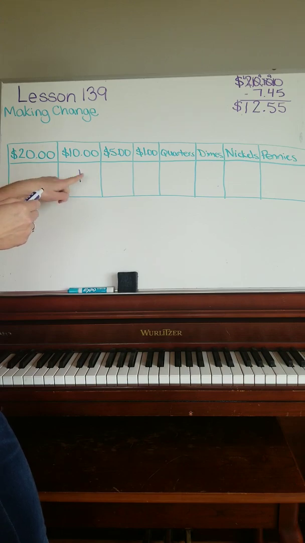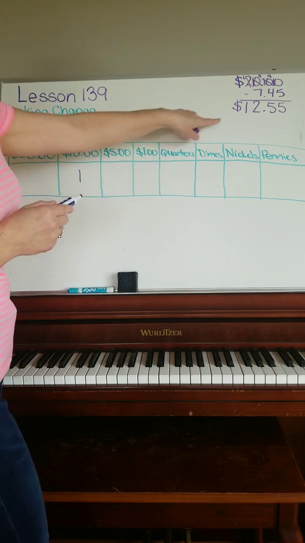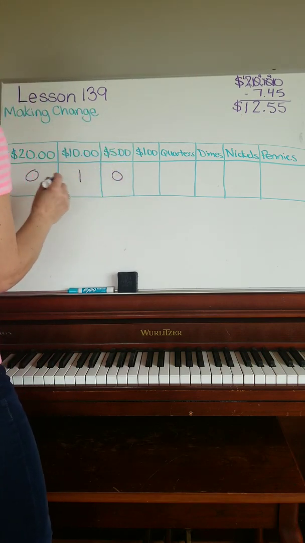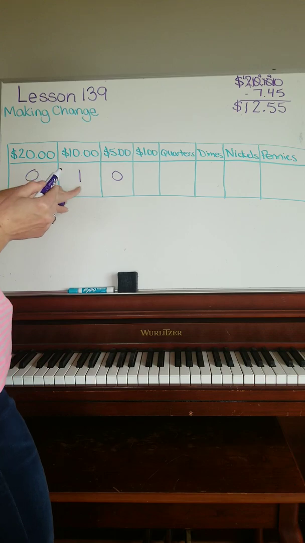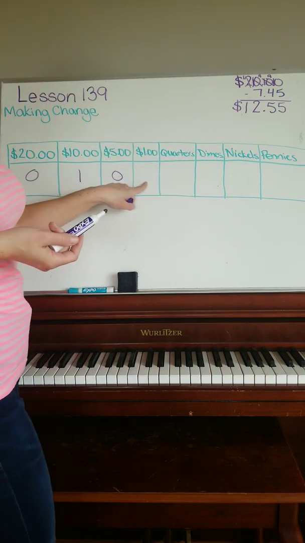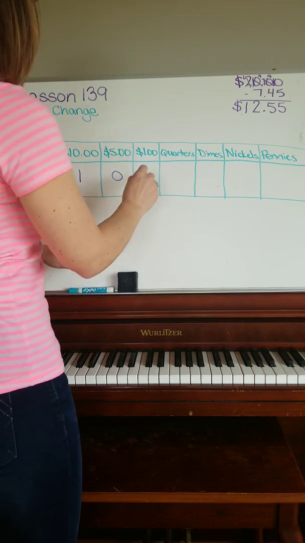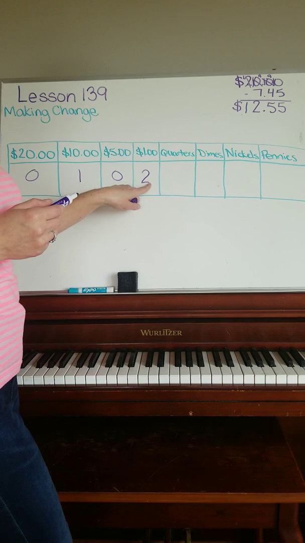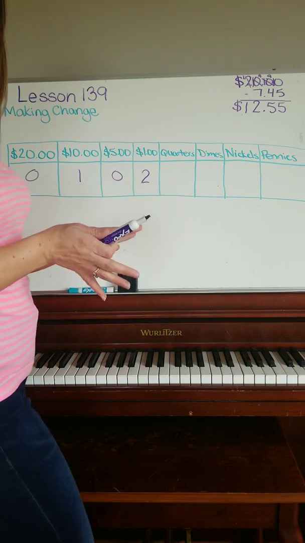Could the clerk give her a 5? That would be a 10 plus 5, $15? No. So I'm going to put a 0 here and a 0 here. No 20s, no 5s. We're only at $10 so far. Okay, I'm trying to get $12.55. So how many ones should I use? 2. Wouldn't that be $12? A 10 and 2 ones? Yeah, that's $12. Okay, so we got the dollars down pat.